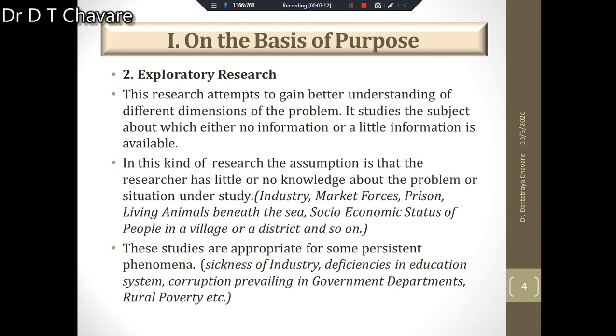These studies are appropriate for some persistent phenomena. For example, sickness of industry, deficiencies in the education system, corruption prevailing in government departments, rural poverty, etc. These are some examples I have given here in the brackets. With the help of these examples also you will understand what type of research is conducted under exploratory research. It means, what is the exact meaning of exploratory research? What is the nature of this research? What type of information is collected under this research? Such knowledge you can get with the help of exploratory research.